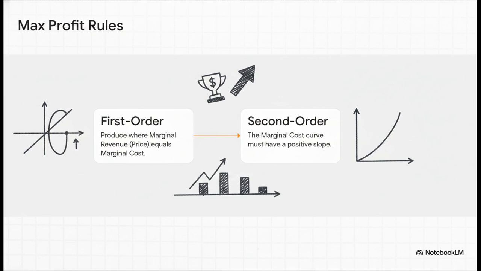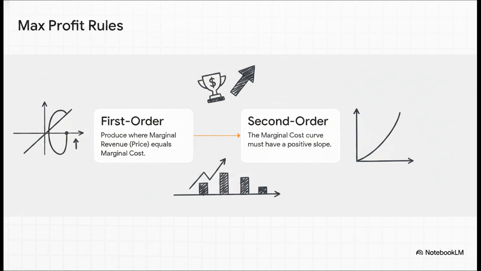But wait, that's not enough. There's a second-order condition, which is the sufficient condition for a maximum. The marginal cost curve must actually have a positive slope. It must be rising at that exact point of intersection. If you produce where price equals marginal cost and your costs are rising, congratulations, you've found the absolute peak of your profit potential.